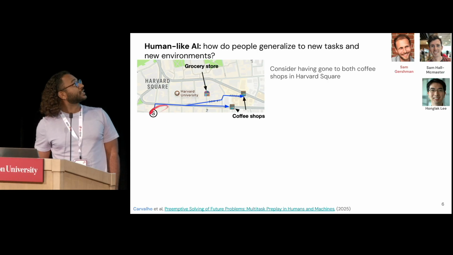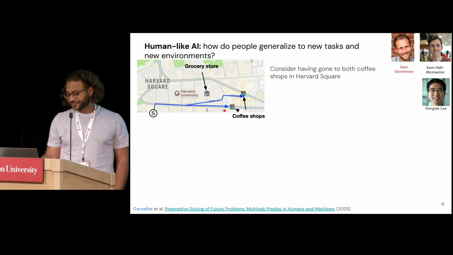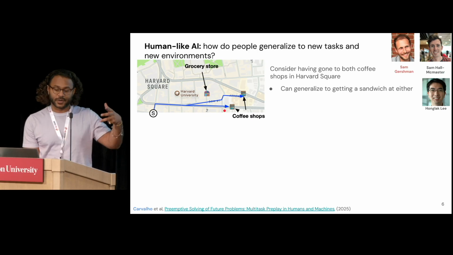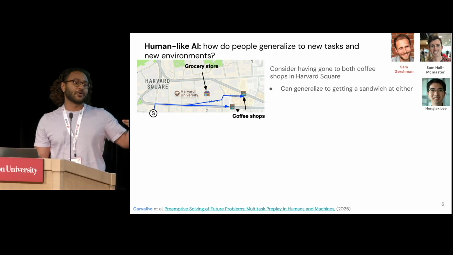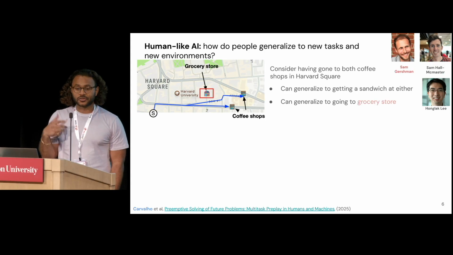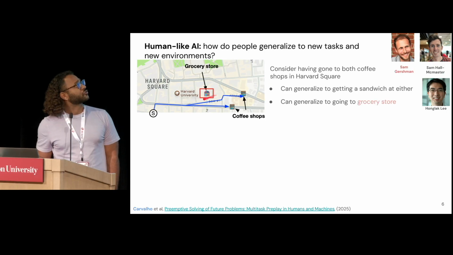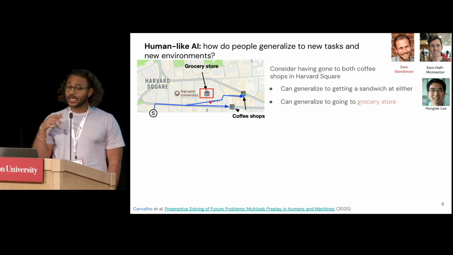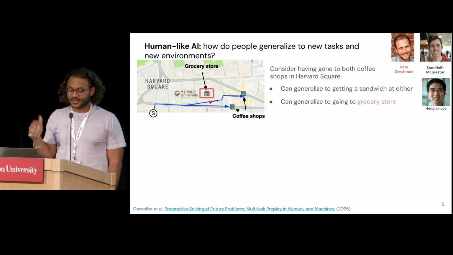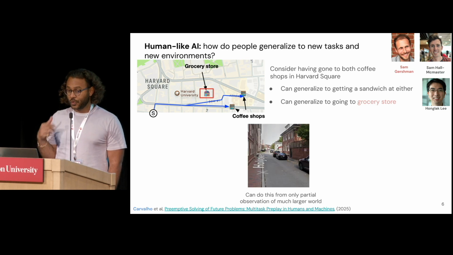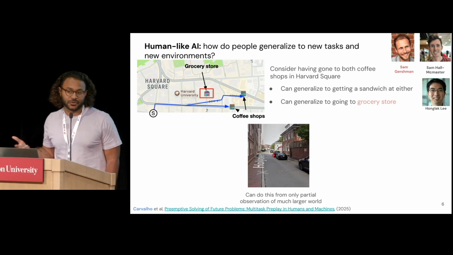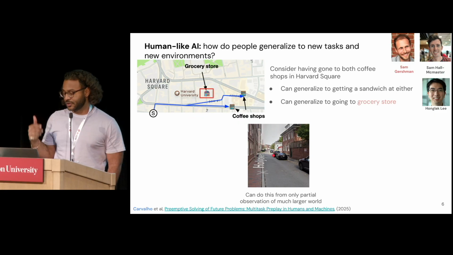Okay, so let's say you live here and you go to these two coffee shops. Now, given this experience, you can generalize to, let's say, getting a sandwich at either one. You can also generalize to going to this grocery store, even though you haven't really been there. Even more excitingly for us as people, we have the ability to generalize to this using only partial observations of a large world, right? So this is Google Maps, but really this is what you see. You see what's in front of you, and you navigate the world through that.